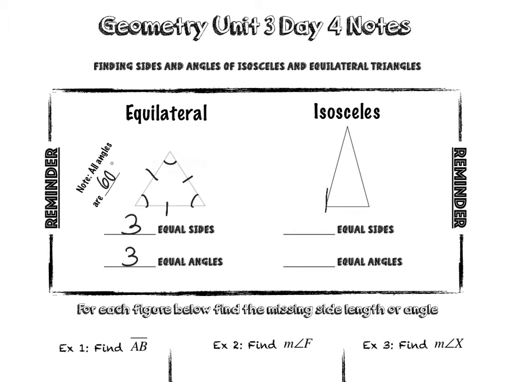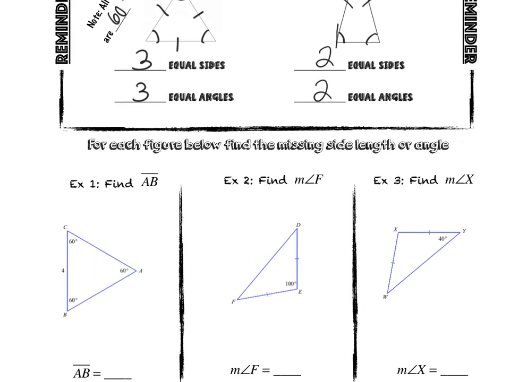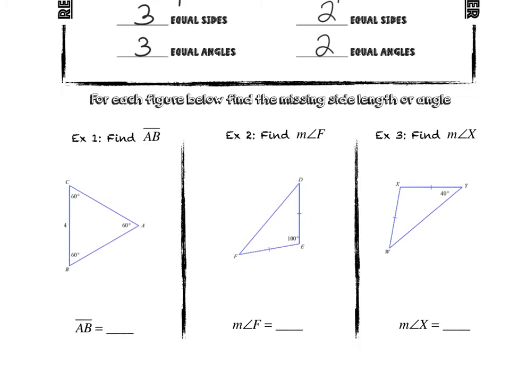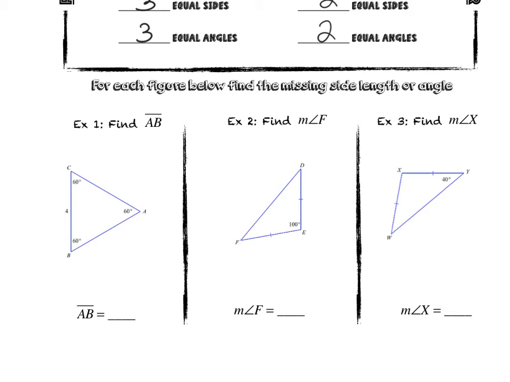Then we've got a picture of an isosceles triangle. An isosceles triangle has 2 equal sides and 2 equal angles. So we're going to put a little dash on the 2 equal sides and a little half circle on the 2 equal angles. So those are your pictures of what an isosceles and an equilateral triangle look like. So this is what you're going to see in Alex. In Alex, they're going to give you a picture of a triangle, either an equilateral or an isosceles, and you'll have to either find a side length or find an angle measure.